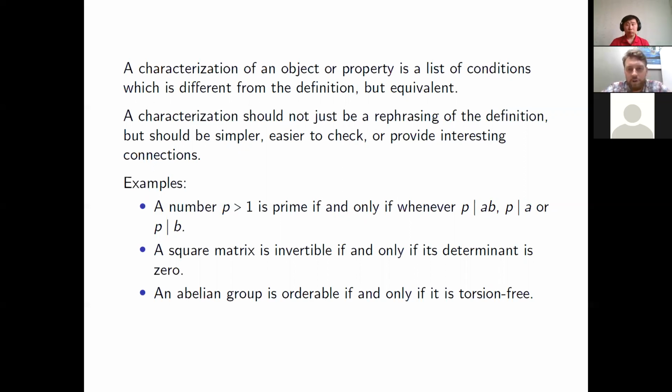So these characterizations all give you some kind of interesting connection, or they simplify the thing that you care about. The idea is you've got some property, you don't really understand it, but if you can characterize it in a simpler way, then that helps you understand the property. So those are the 2 general goals of a lot of mathematics, and we'll be talking about analyzing those kinds of things.